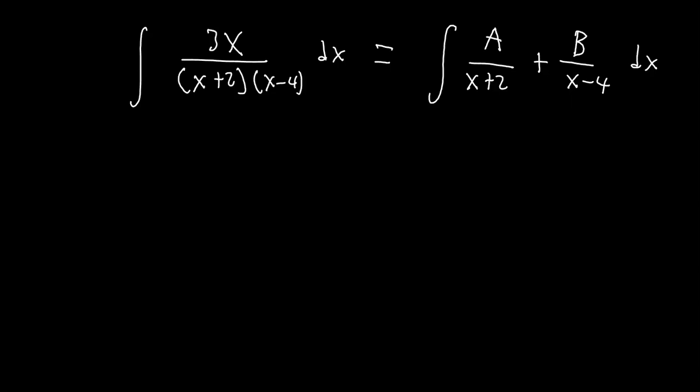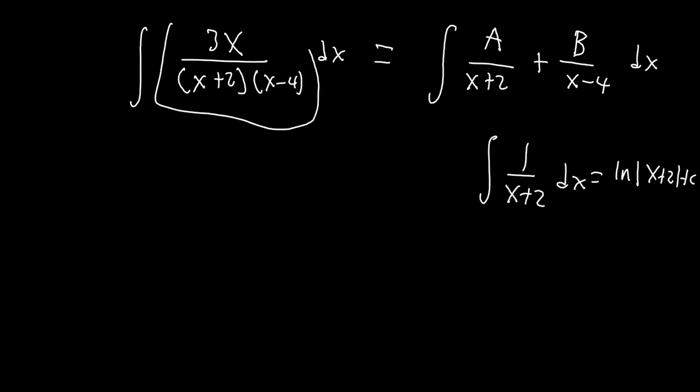And the reason we want to convert it into this type of integral is because, well, what is the integral of 1 over x plus 2? Well, that's easy. It's just ln of the absolute value of x plus 2 plus c, of course. So that's why we're taking this complicated-looking integral and turning it into something simpler. That's the reason we use partial fractions: to simplify the actual integral.